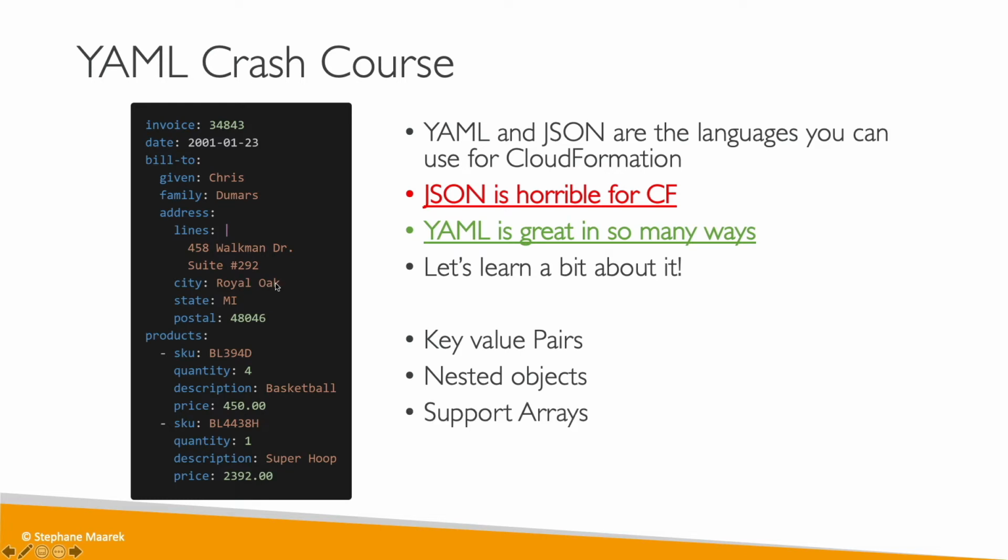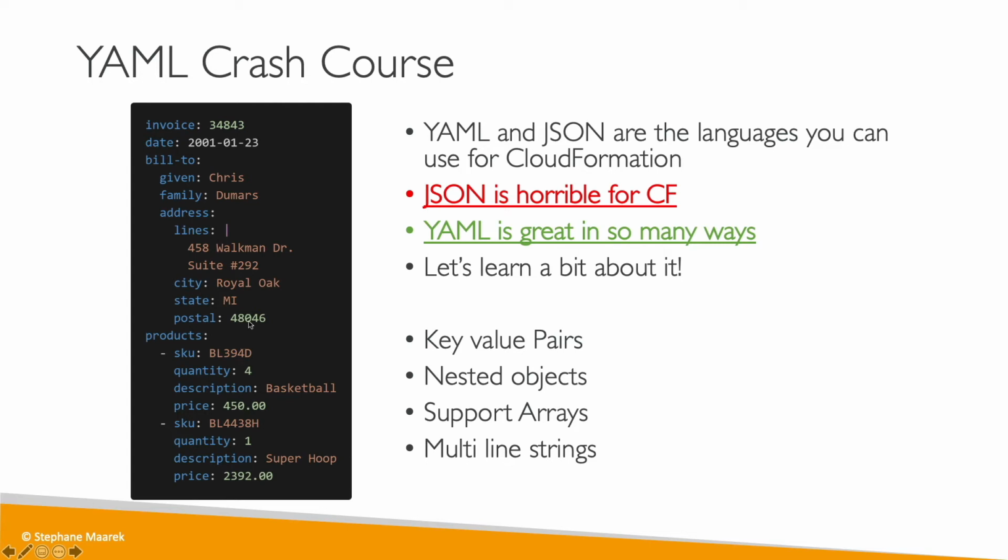It also supports arrays. If you look at the products, and again, there's a colon, this time we have two minus signs, and these represent arrays. Products with an S indicates that there are many products. The first one starts with a minus sign, and it represents the SKU, quantity, description, and price as an object, which is made of key value pairs. And the second element of this array starts again with a minus, which gives us information again about the SKU, the quantity, the description, and the price. So we have one object in the array right here, and the second object in the array right here.